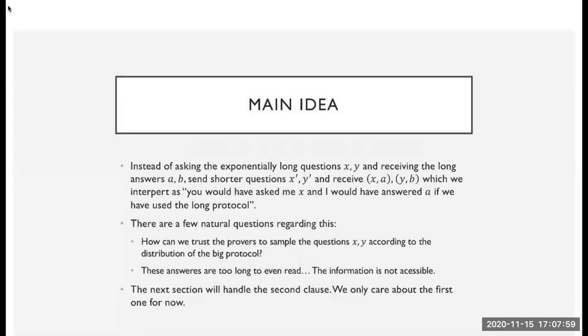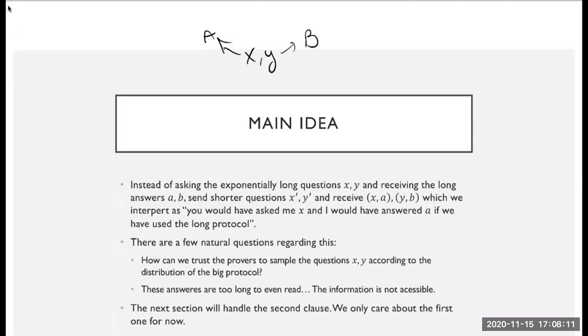The idea is, let me write it here. I had the long questions X and Y. I would expect that I send X to A and Y to B, and then they answer with some small a and small b. But these are very long: this is exponential, this is exponential, this is exponential, and this is exponential.